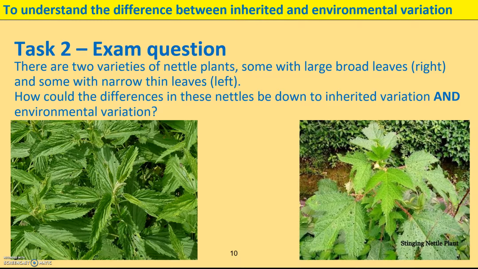Here is a typical exam question. There are 2 varieties of nettle plants, some with large broad leaves on the right and some with narrow thin leaves on the left. How could the differences in these nettles be down to inherited variation and environmental variation?